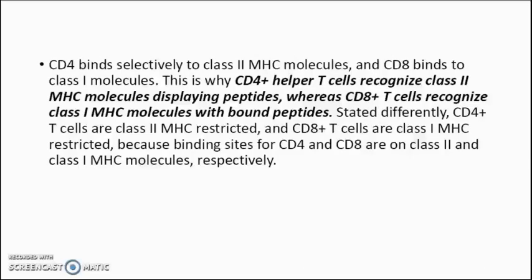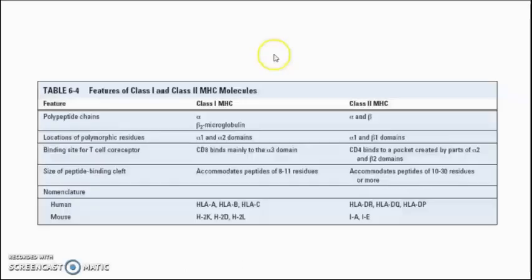CD4 binds selectively to class 2 MHC molecule and CD8 binds to class 1 molecule. This is why CD4 helper T cells recognize class 2 MHC molecule displayed peptides, whereas CD8 T cells recognize class 1 MHC molecule with bound peptide. Stated differently, CD4 T cells are class 2 MHC restricted and CD8 T cells are class 1 MHC restricted because binding sites for CD4 and CD8 are on class 2 and class 1 MHC molecules respectively.